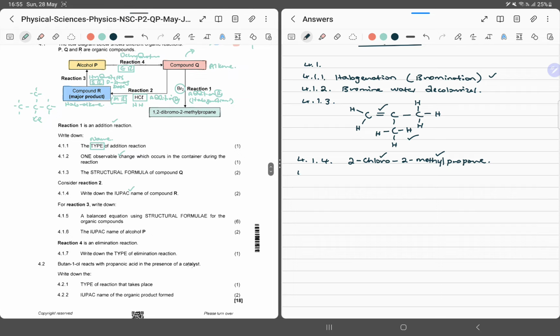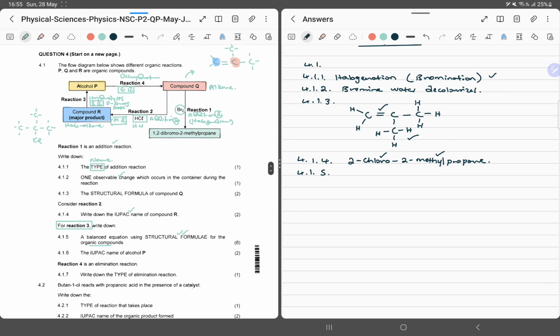So 4.1.5. Basically it says for reaction 3, write down a balanced equation using structural formulae for the organic compounds. Always remember that when they say use structural formulae, you only talk of structural formulae in this section for organic compounds. Forget about the inorganic compounds. As much as you know their geometric shapes, don't bother. It's not necessary. Only the organic compounds, you must use a structural formula. That is reaction 3. So we want to form that alcohol.